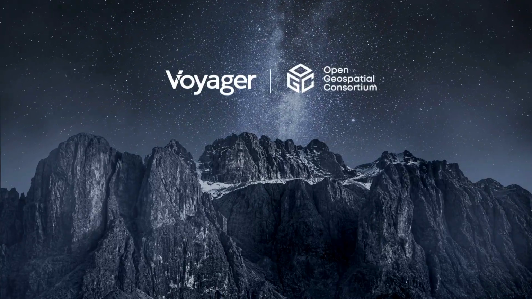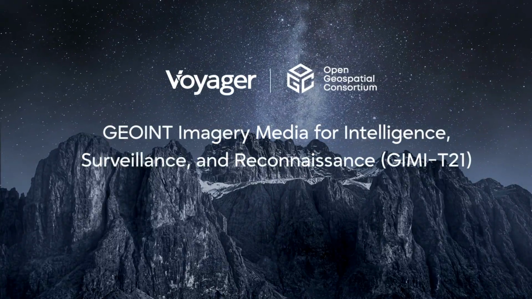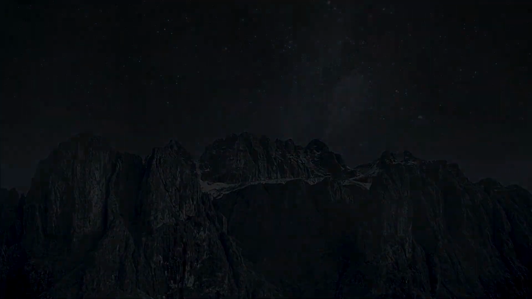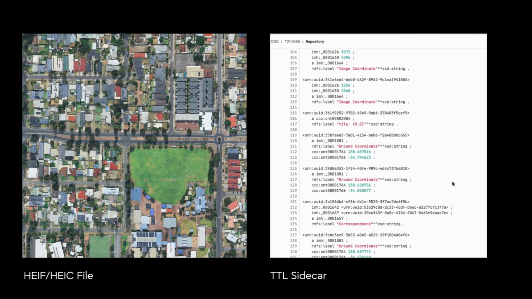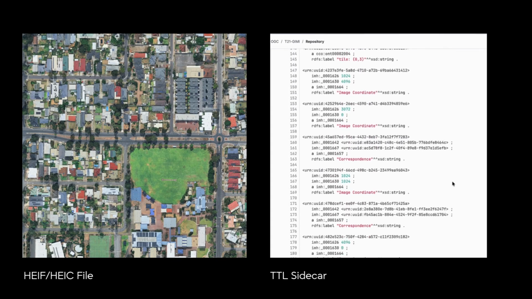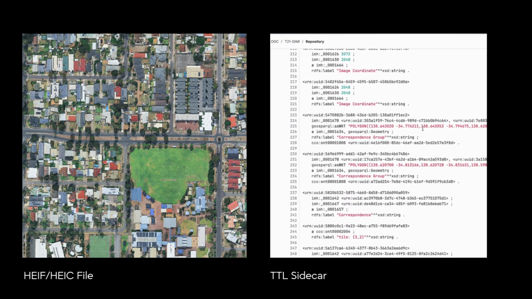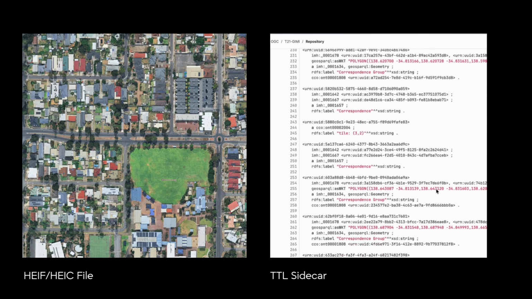In support of OGC's advancement of the GIMI standard and the imagery domain ontology, Voyager's contribution to the testbed is identifying and connecting the standard's imagery files with the descriptive corresponding metadata files, making GIMI data easier to discover, interpret, and act on.